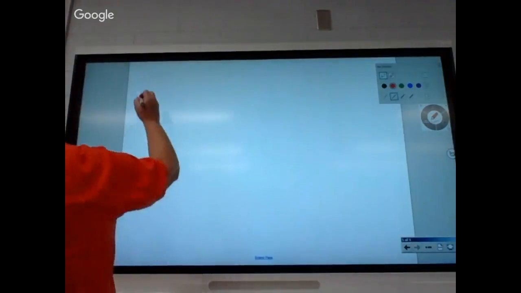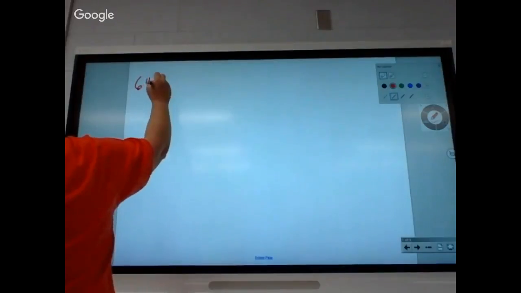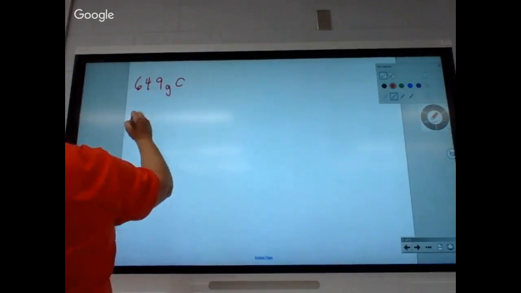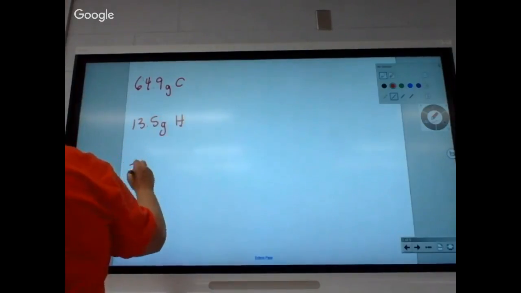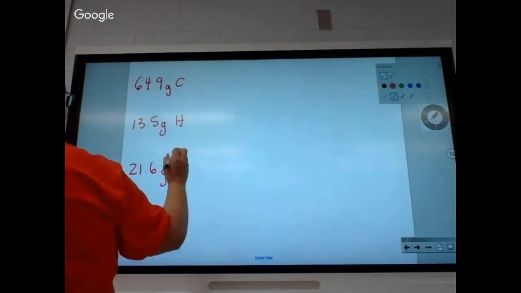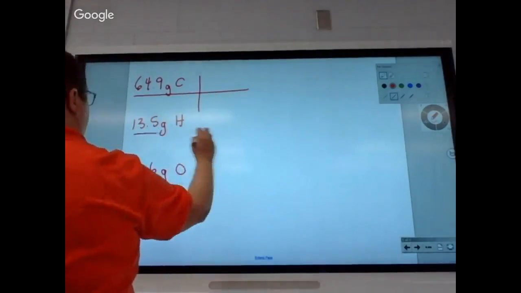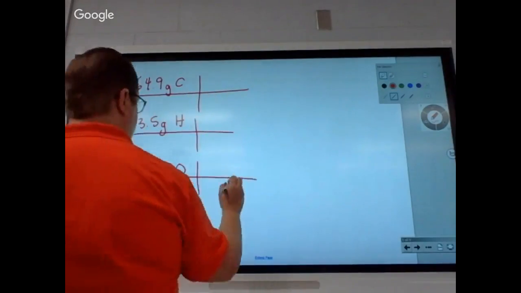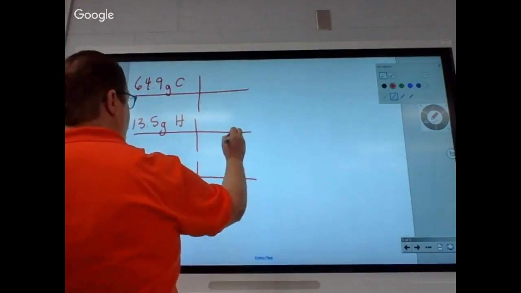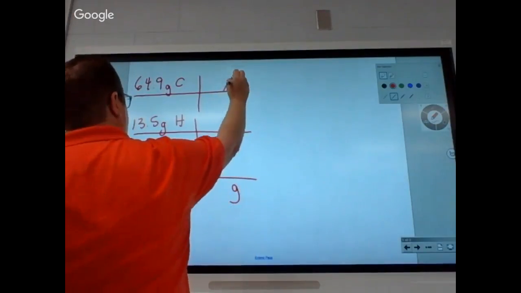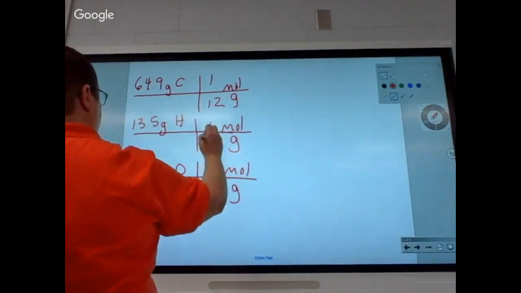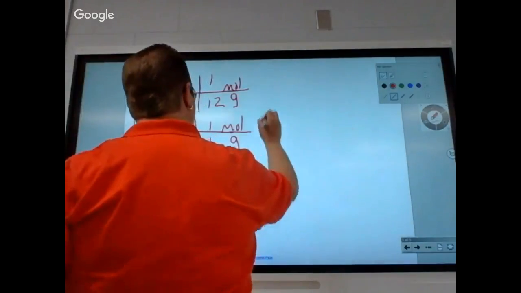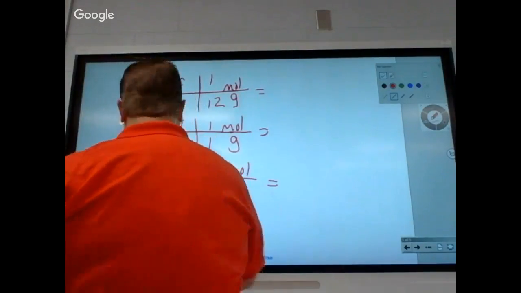Okay, you're doing the same thing. You don't have the empirical formula, so you have to find the empirical formula. So you take the 64.9 grams of C, 13.5 grams of H, and the 21.6 grams of O. Did I copy it down right this time? Carbon's 12, hydrogen 1, oxygen 16. Do any work on this one? No work there either.